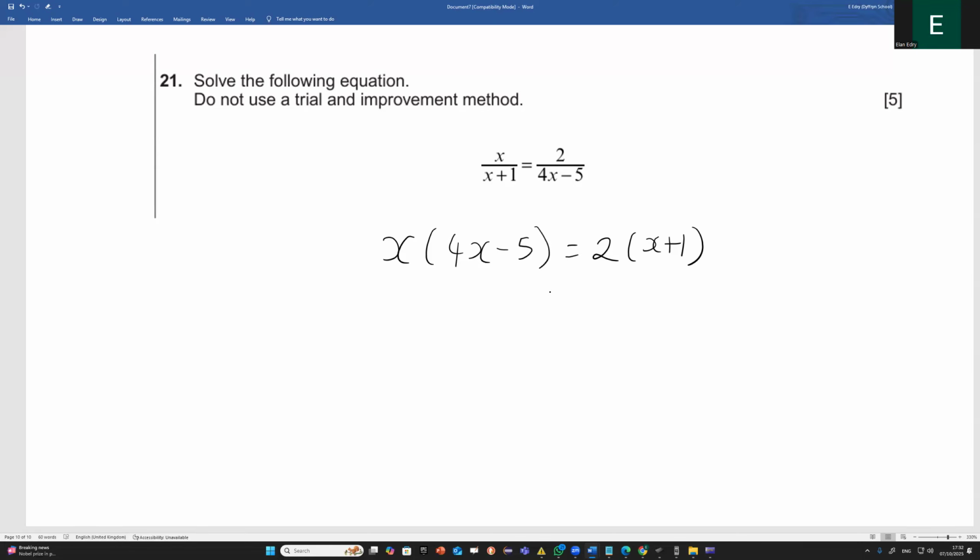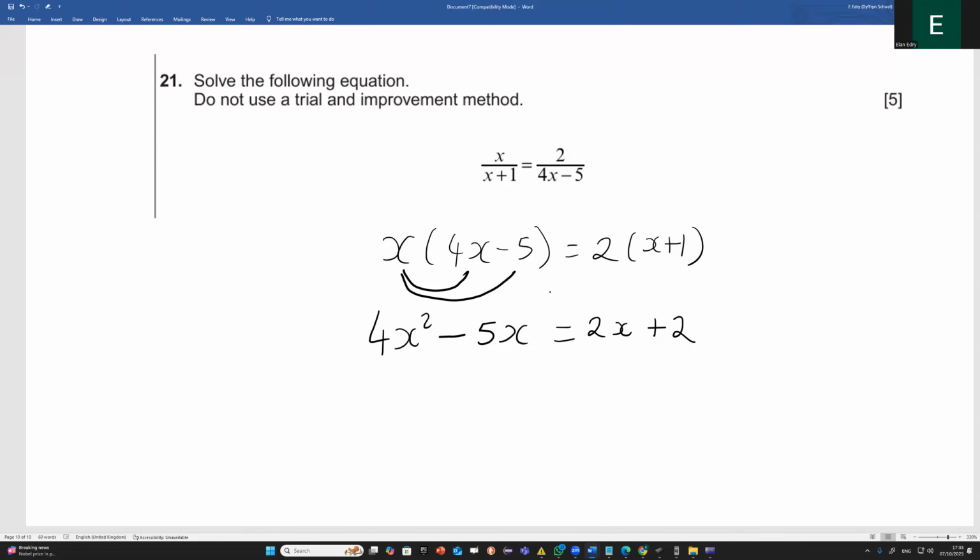That'd be 4x squared, because you're doing x times 4x, that's 4x squared. And then x times minus 5, minus 5x. Yeah, and then what would you have on the right-hand side? 2x plus 1. Brilliant. So this equation we can see is a quadratic.